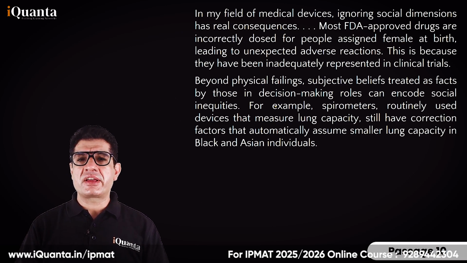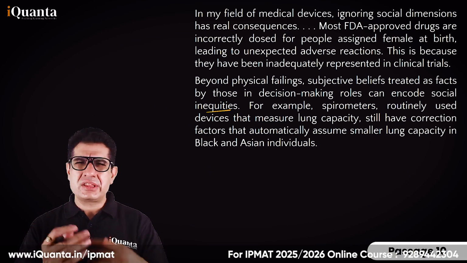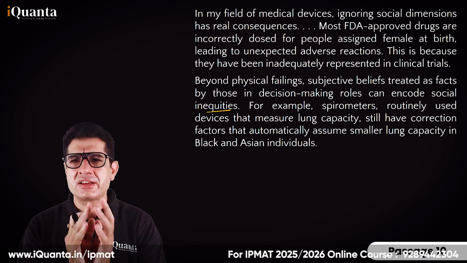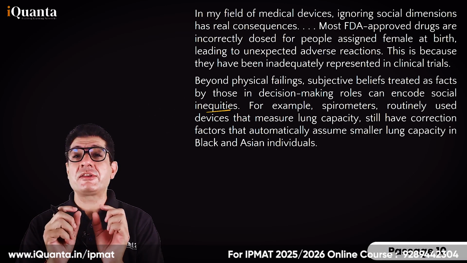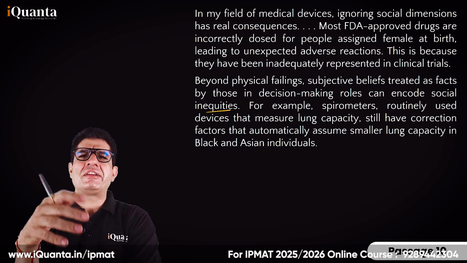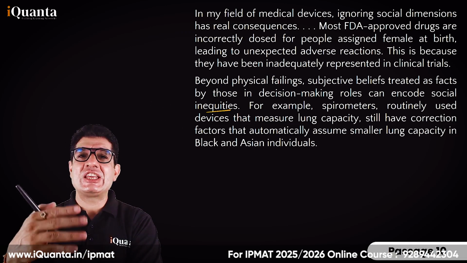And then the next paragraph says, beyond physical failings, subjective beliefs treated as facts by those in decision-making roles can encode social inequities. Inequity is something which is unfair. So in your society, you have certain things which are unfair. Now, there are some people who are in decision-making roles. They have some subjective beliefs. A subjective belief is an opinion that may not have any basis in reality.